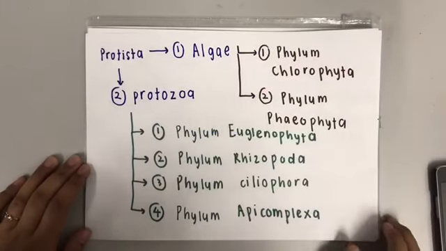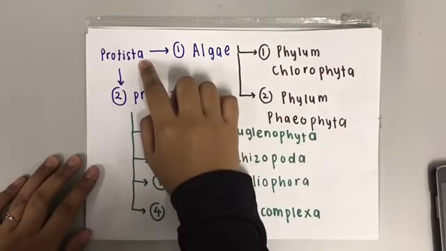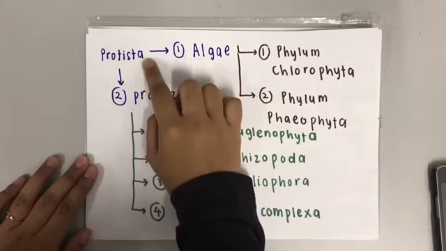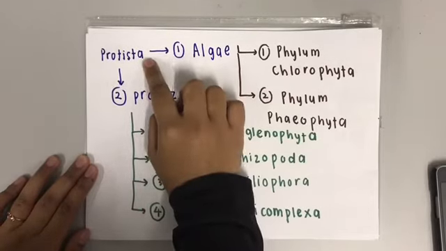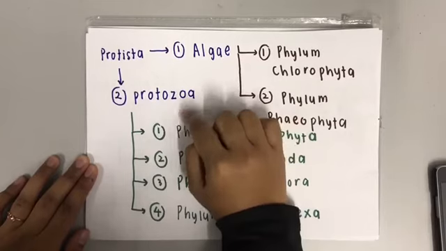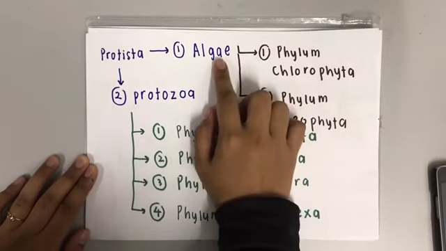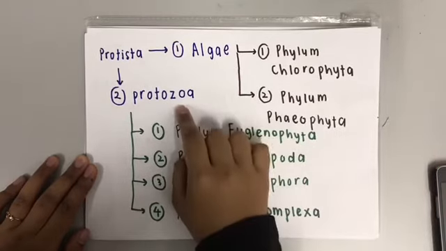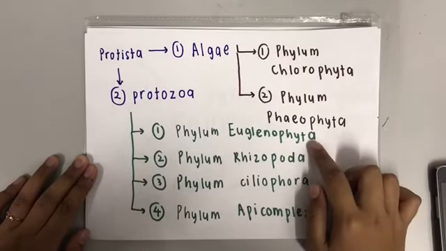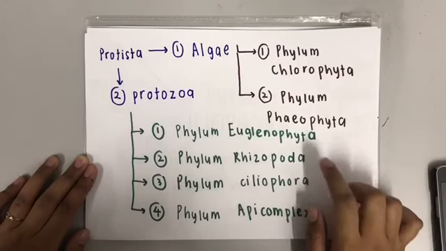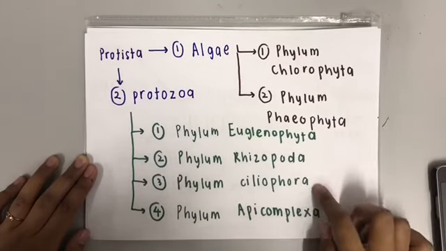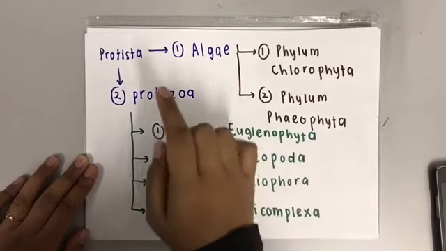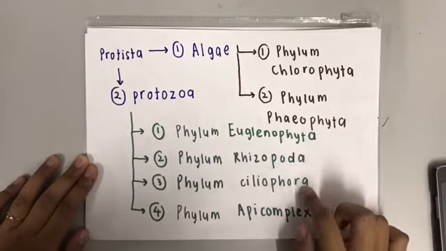Before we go further into the phylum topic, I am going to talk about the protista first. Protista consists of algae and protozoa. Algae consists of phylum Chlorophyta and phylum Phaeophyta, while protozoa consists of phylum Euglenophyta, phylum Rhizopoda, phylum Ciliophora and also phylum Apicomplexa. But today I am going to focus on protozoa under phylum Ciliophora.